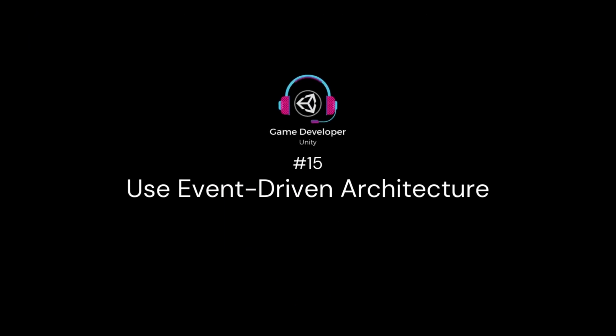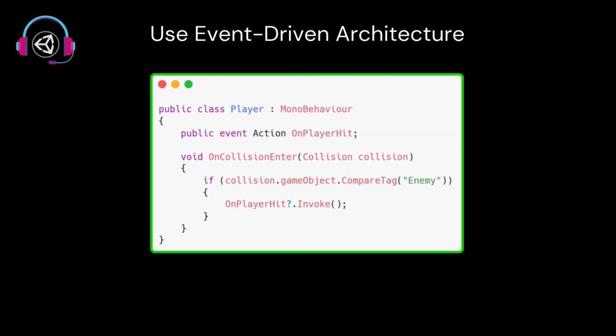Tip number 15: use event-driven architecture. Instead of checking conditions frequently in Update, use an event-driven approach where possible. This reduces the number of checks and ensures that code only runs when necessary. For example, use events to detect when an object enters or exits a zone instead of constantly checking distances.